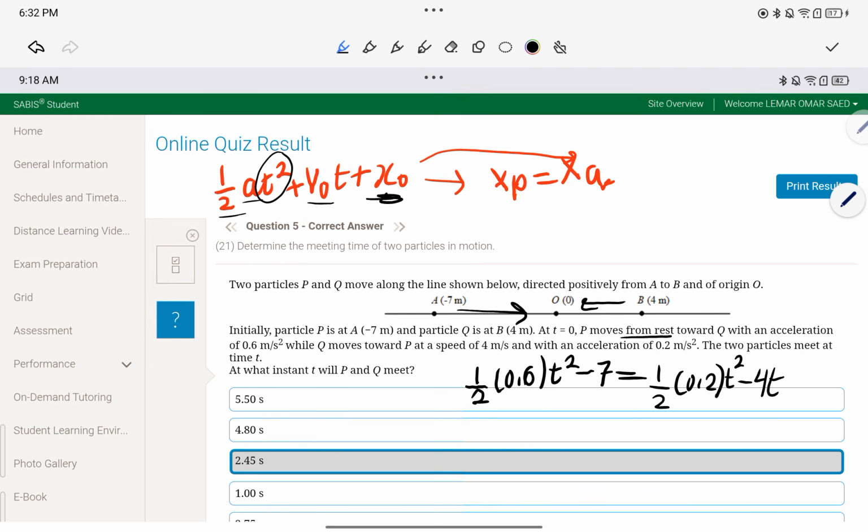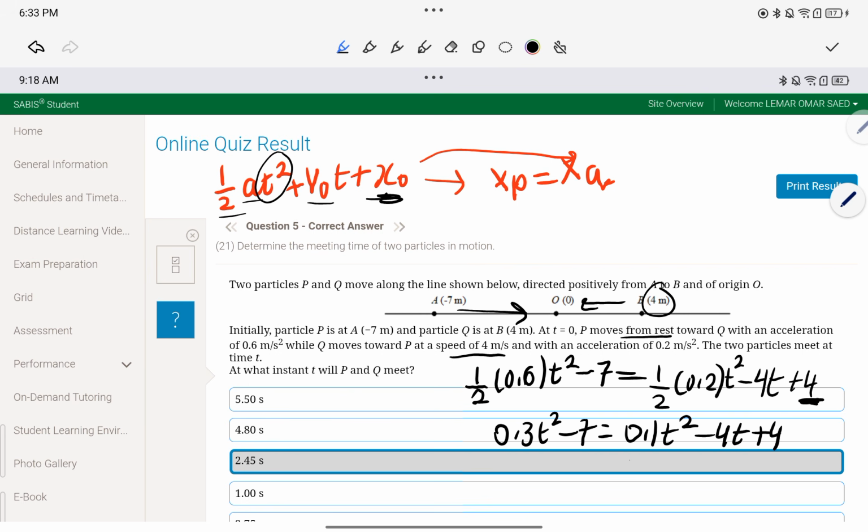minus 4t plus 4, because here the velocity is negative 4, and it didn't start from rest, and the speed is 4. Okay. And here the displacement, or x0, is 4. So now you're just going to do it. So 0.3 t squared minus 7 equals 0.1 t squared minus 4t plus 4.